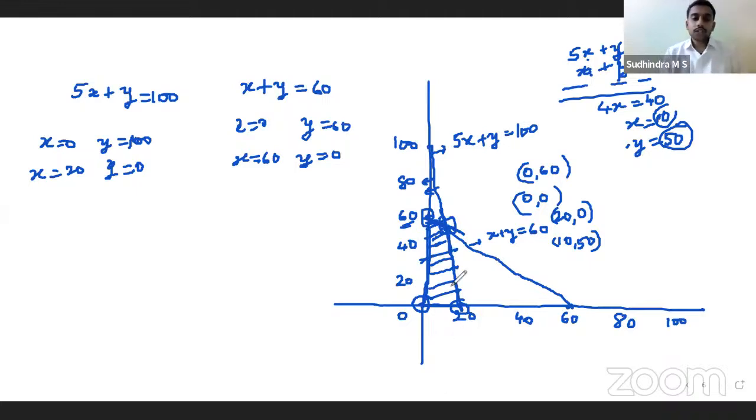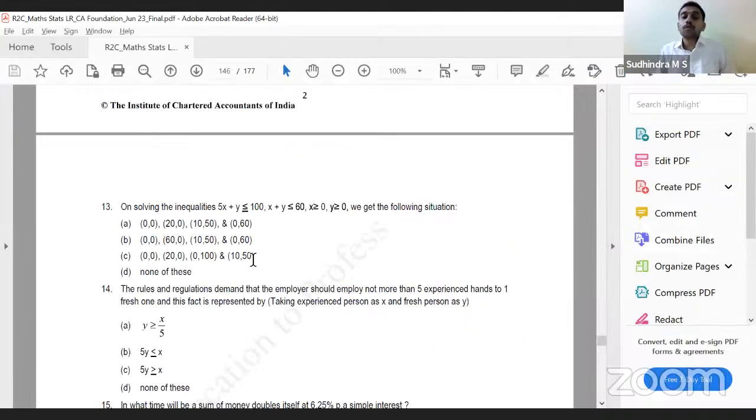Okay, fine. Next question. Question number 14. The rules and regulations demand that the employer should employ not more than 5 experienced hands to one fresh one, and this fact is represented by taking experienced person as X and fresh person as Y. Option D, none of this. No, sir, option B, 5y less than or equal to x. 5y less than or equal to X?